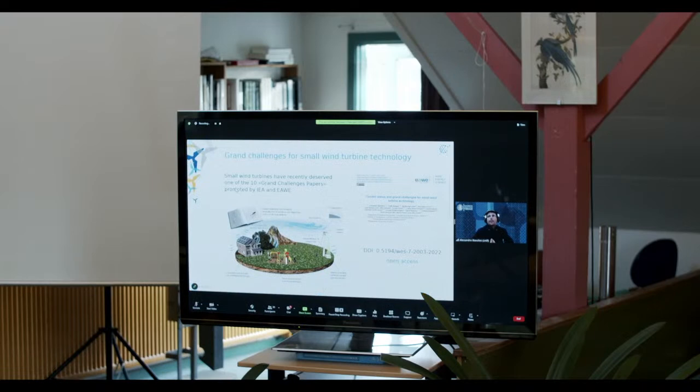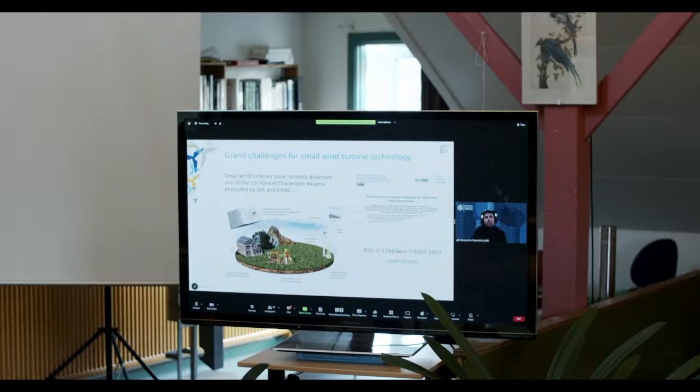As you may know, the International Energy Agency, together with the European Academy of Wind Energy, promoted a couple of years ago a collaborative program to define or to update the grand challenges for wind energy.